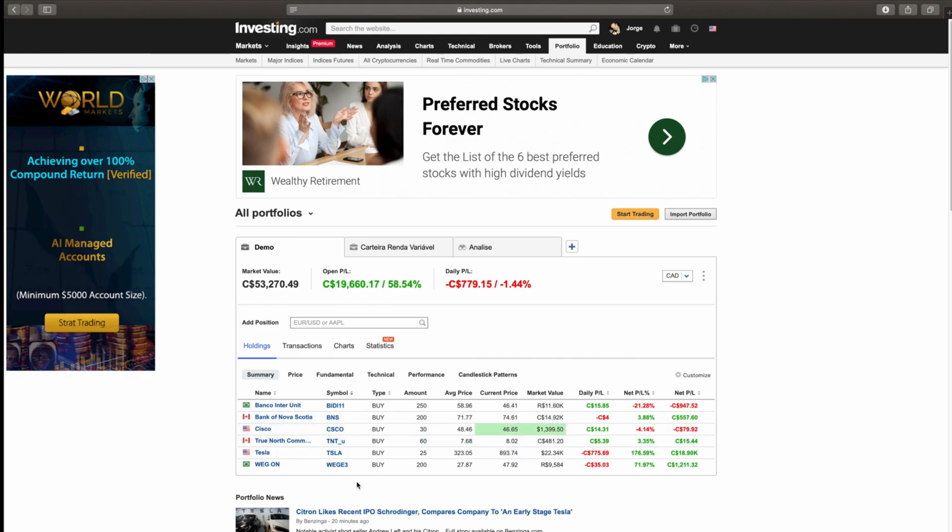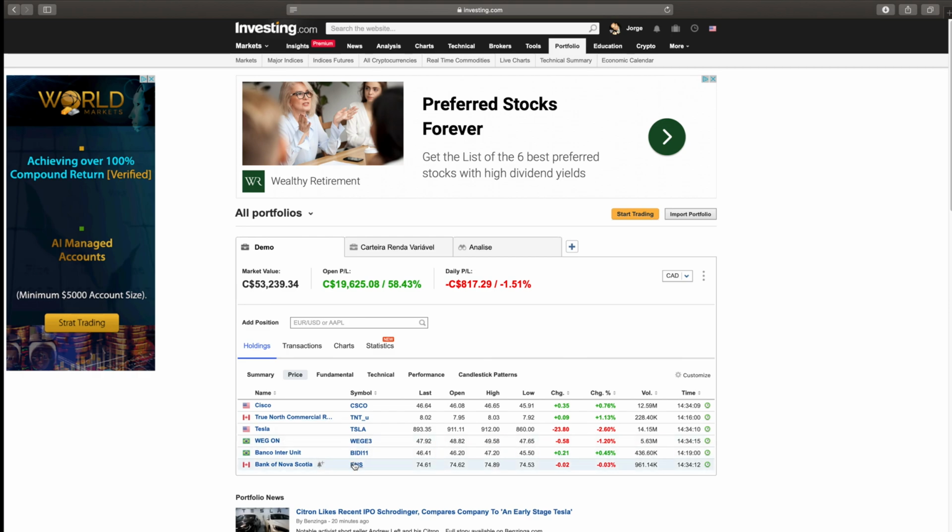Moving to the next, you have price. When you go to price, same thing, you can adjust columns, customize, and sort the columns. Here, for example, I have the last price, the opening price of the day, the high and the low of the day, the change, how much it changed since the last trading day, since yesterday, the percentage of the change, the volume that we had today, and the time of the last deal. So you can also customize these columns.